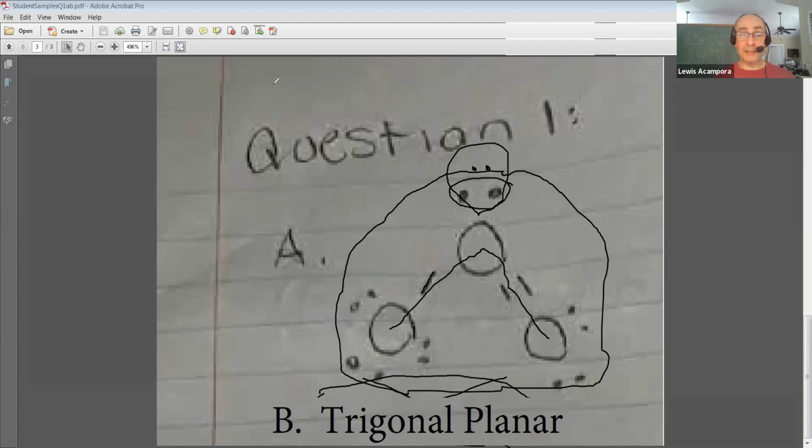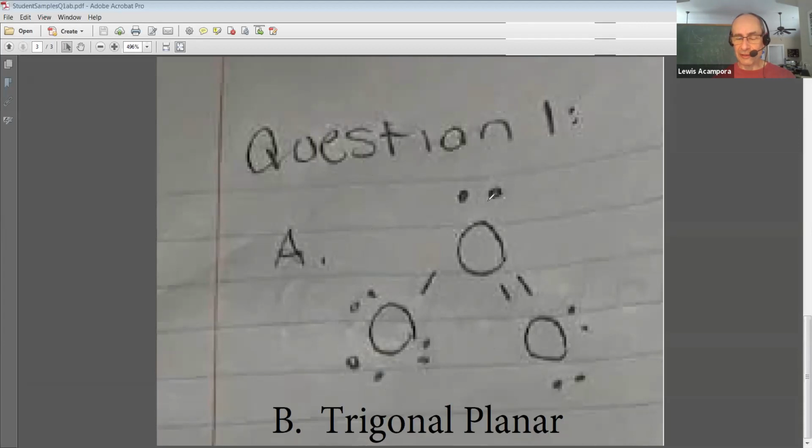And that's something you want to watch out for when you are answering this kind of question. The electron dot diagrams should reflect the number of electrons, but the molecular geometry refers only to the atoms themselves. Okay, so if there are any questions related to question 1, parts A or B, go ahead and type them into the chat box.